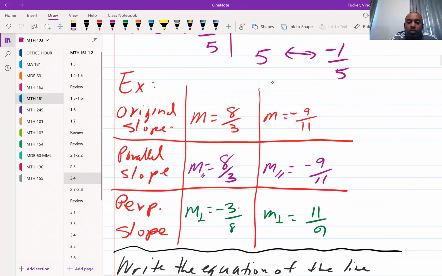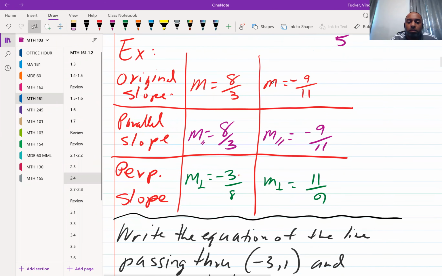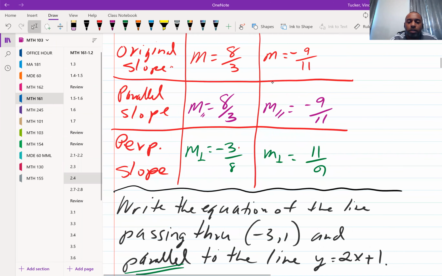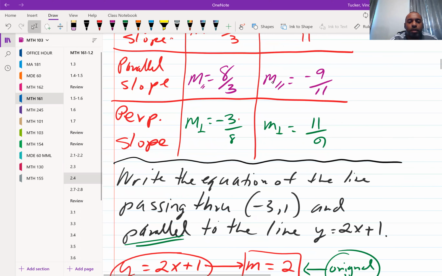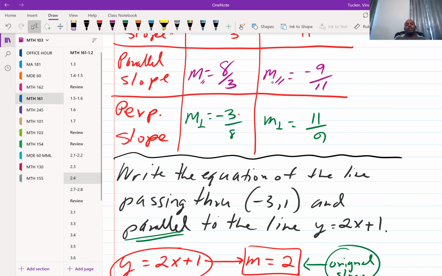All right, scroll up. So let's use this and do 2 examples and that'll be it for today. It says write the equation of the line passing through (-3, 1) and parallel to y equal to 2x plus 1.